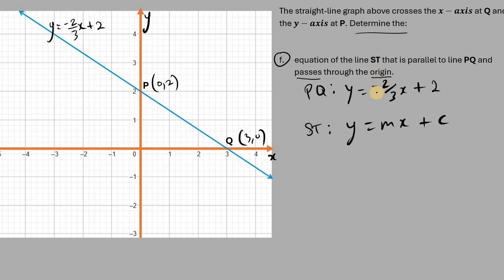The origin. Now for you to determine the equation of that line, we need a point on line ST. Are we given a point on ST? Well, if ST passes through the origin, that means the origin is on ST. So, do we know the coordinates of the origin, guys? What are the coordinates of the origin, the x and y coordinate of the origin? Can somebody just tell me that quickly?